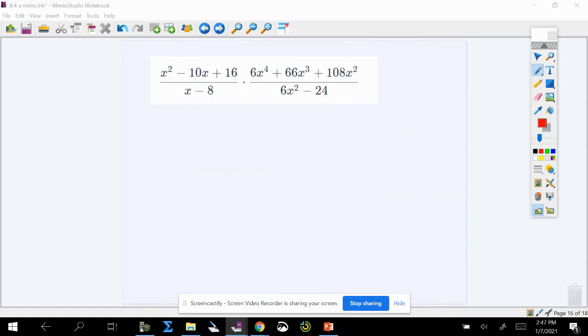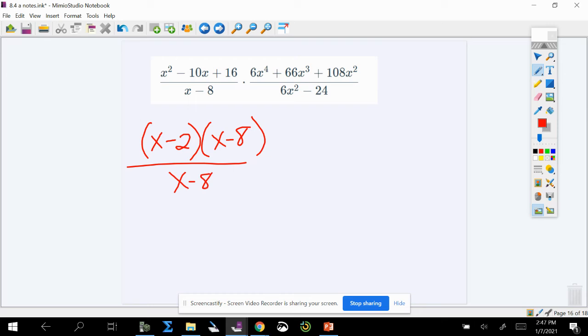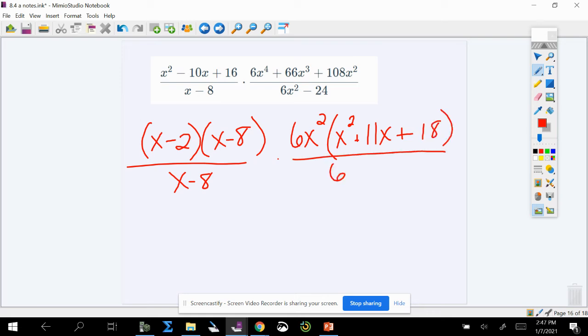All right. This one is also getting pretty big with our factoring. So the first numerator factors, let's see, I need numbers that multiply to get 16 and add to get negative 10. So that's a negative 2 and a negative 8. I can take out a 6x squared, which leaves me with x squared plus 11x plus, what is 108 divided by 6? Check on my calculator, 18. And then I can take out a 6, and I'm left with x squared minus 4.